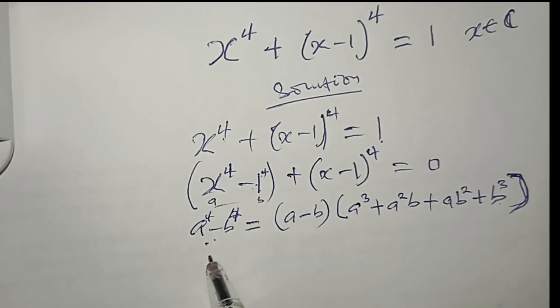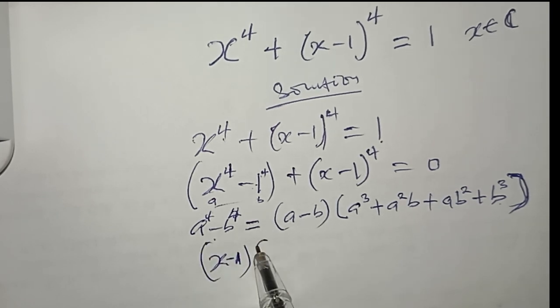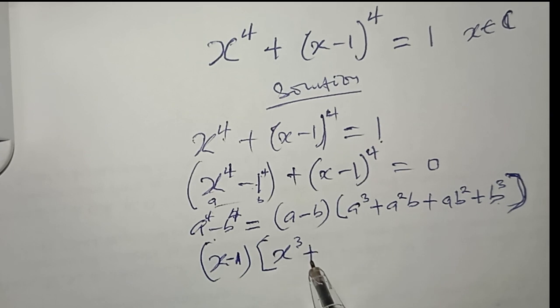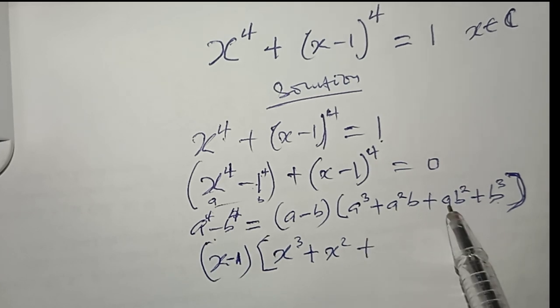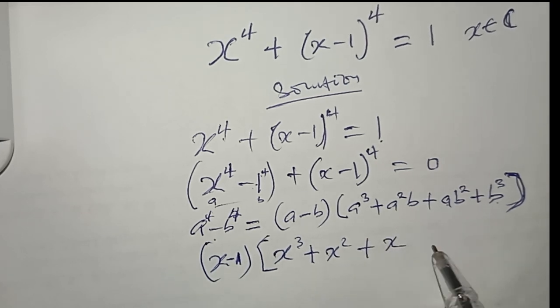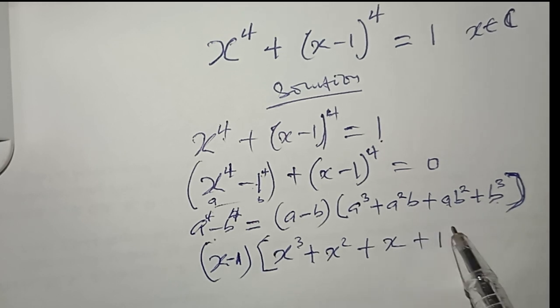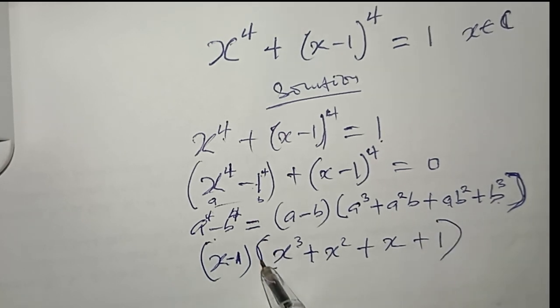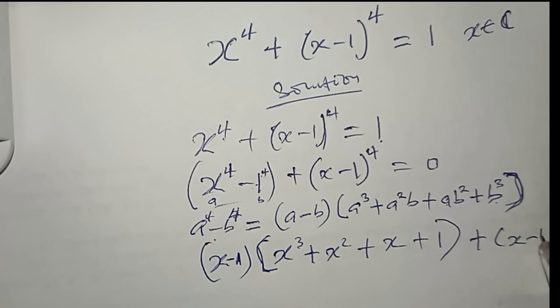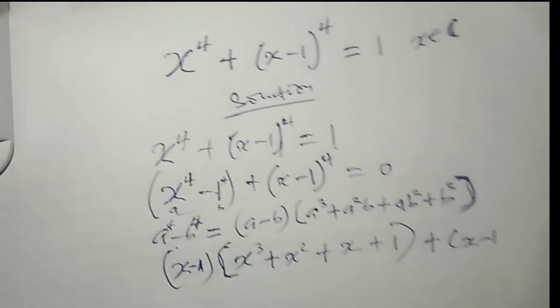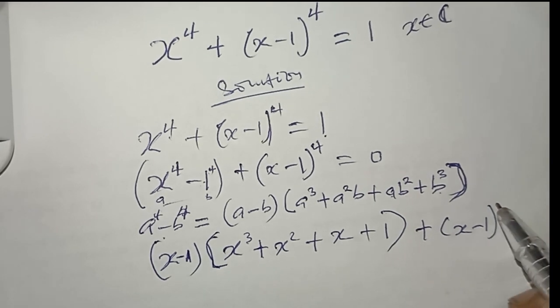So what I'm going to have is (x minus 1) times (x cube plus x squared, multiplied by 1 is still the same, plus x multiplied by 1 squared is still x, and then plus 1). So this is what I have, and then I have this side left, plus (x minus 1) all power 4 is equal to 0.